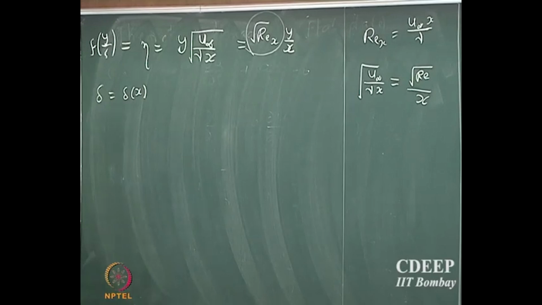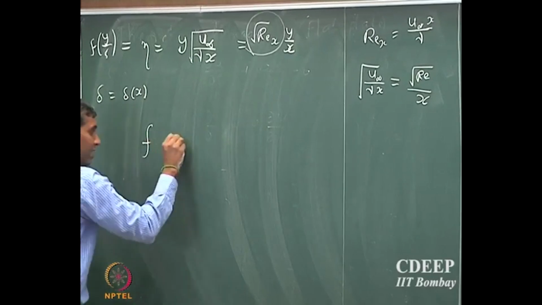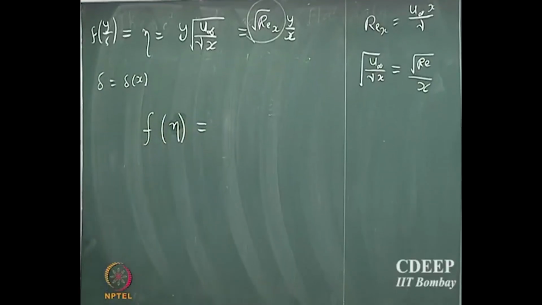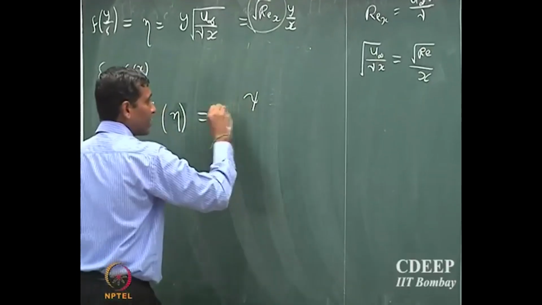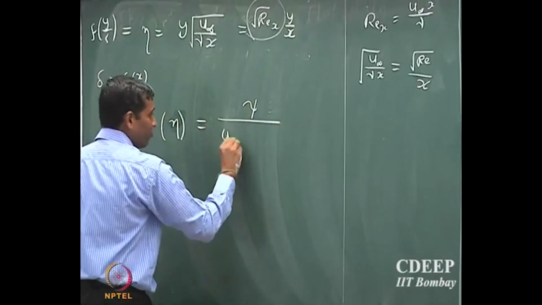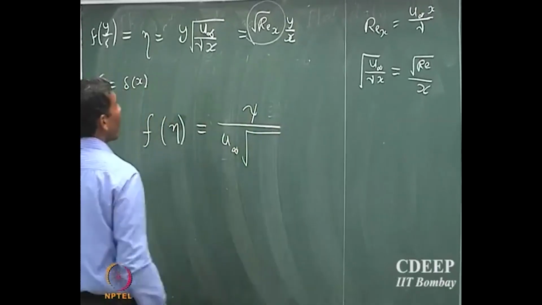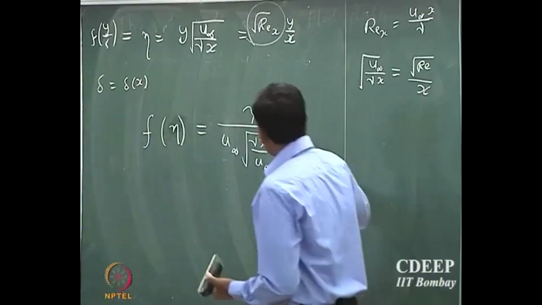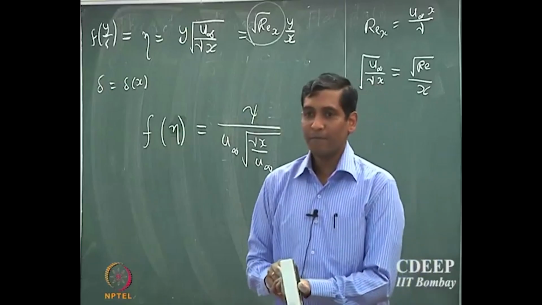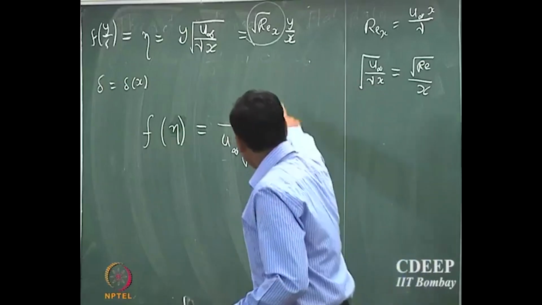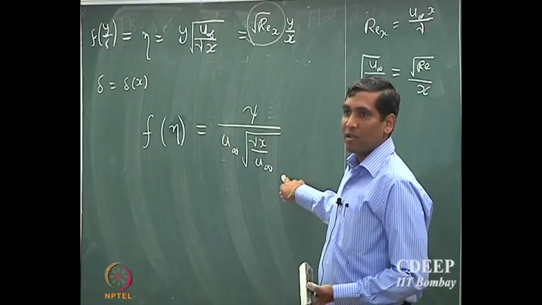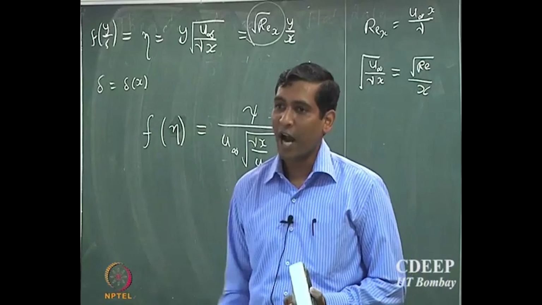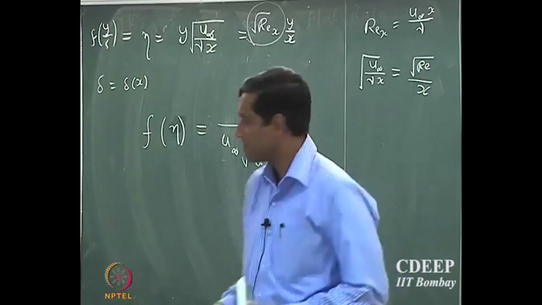Alright, so from here you define another function called f, which is a function of eta, and that's defined through psi equals u infinity into square root of nu x by u infinity, times f. So that's the functional form for the stream function. You scale the stream function also with some form of Reynolds number, because Reynolds number captures the hydrodynamic conditions of the fluid flow.